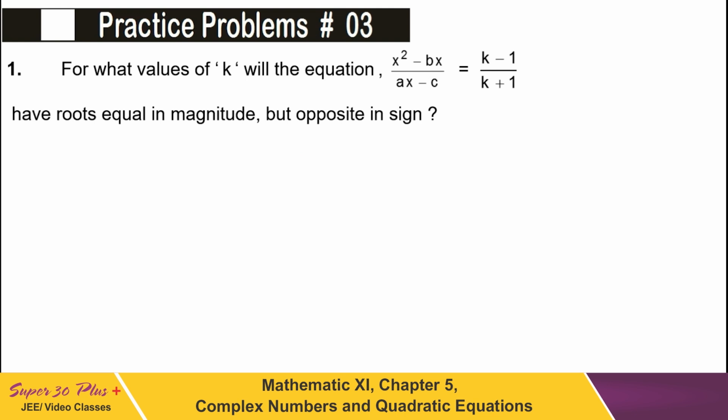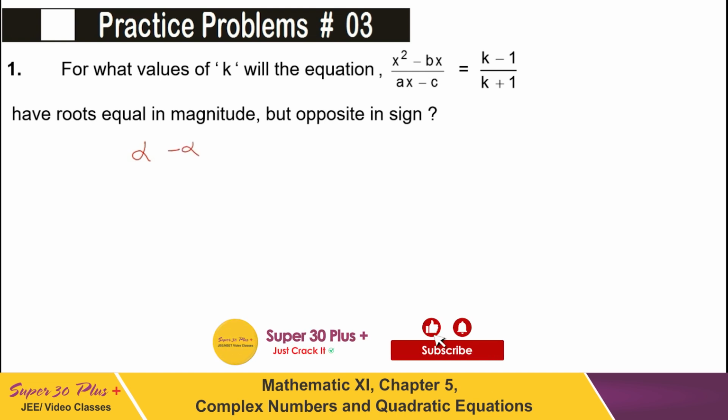Students, here are some practice problems you can check. For what value of k will this equation have roots equal in magnitude but opposite in sign? Meaning one root is alpha and the other root is minus alpha. Then we can observe that the sum of the roots is 0. Now we are going to simplify it.